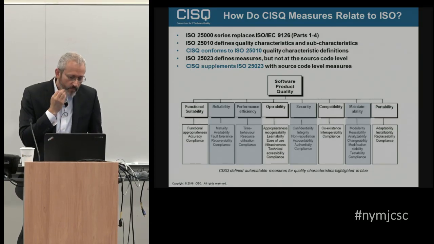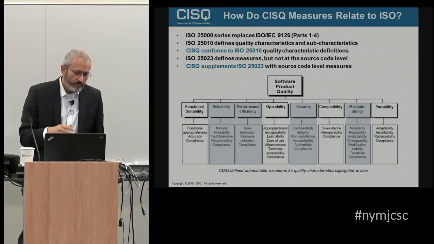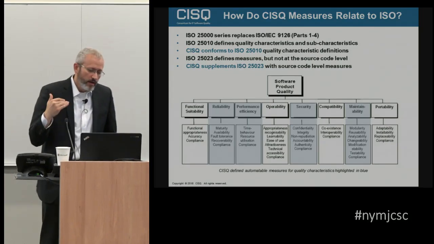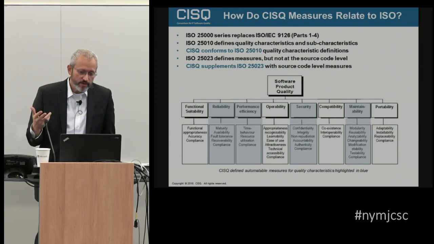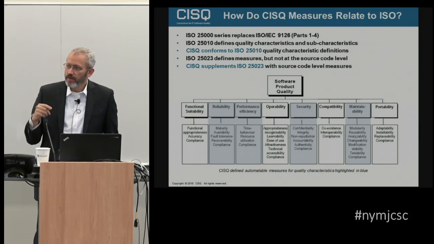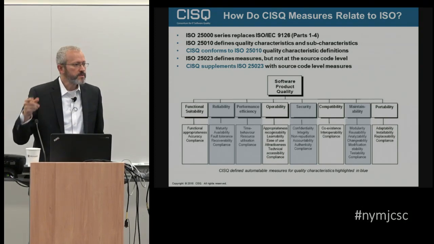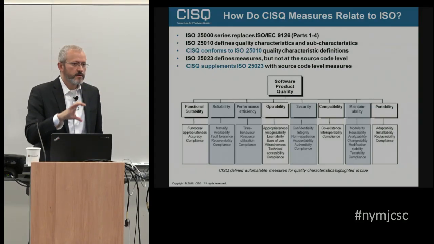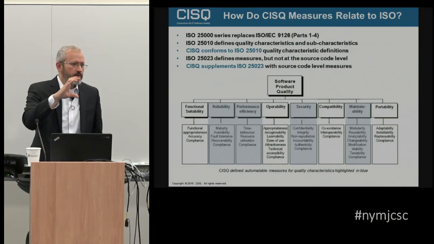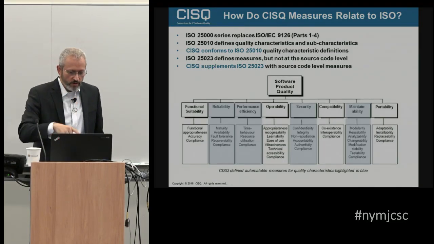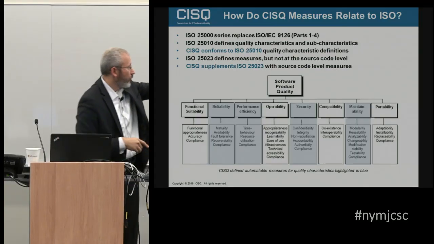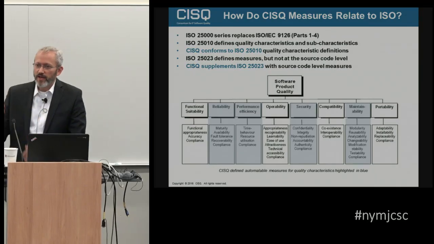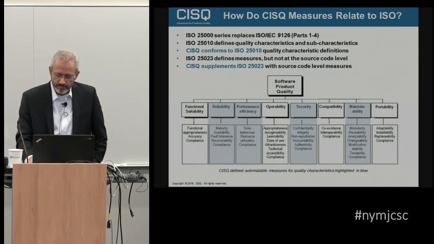So CISQ is supplementing the 25023 with the actual source code level metrics. And from what I understand, in the ISO process, where this is going to go is into that 25023 standard, as the technical appendix to 4 out of these 8 ISO standards, right? So that's the ISO fast track that I talked about before. That's probably where that's going to go.